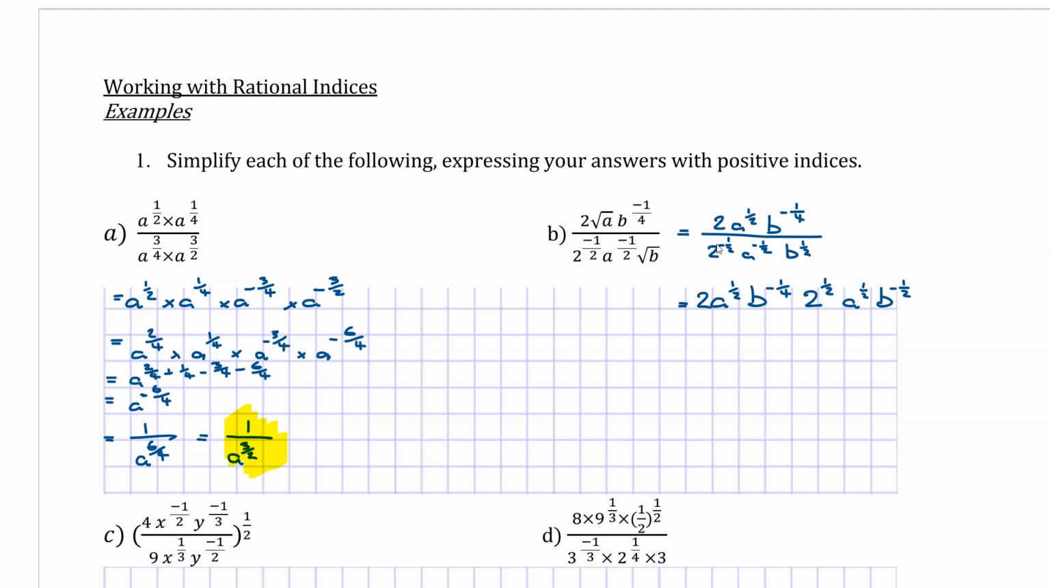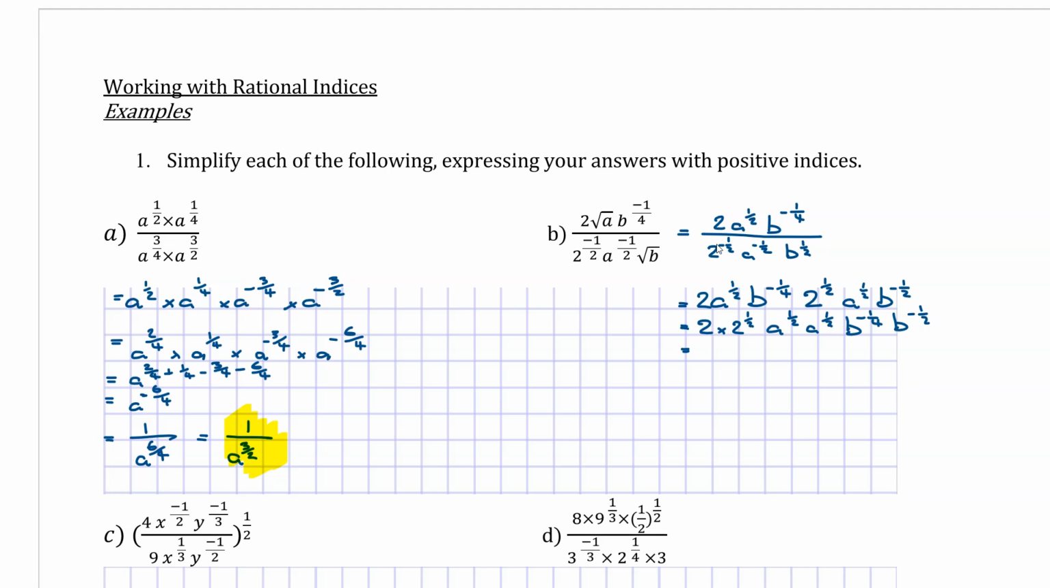Okay, now let's collect like terms. So we've got 2 times 2 to the half. All right, and then we've got the a's, a to the half, a to the half, like so. And then we've got the b's, so b to the negative quarter and b to the negative half.